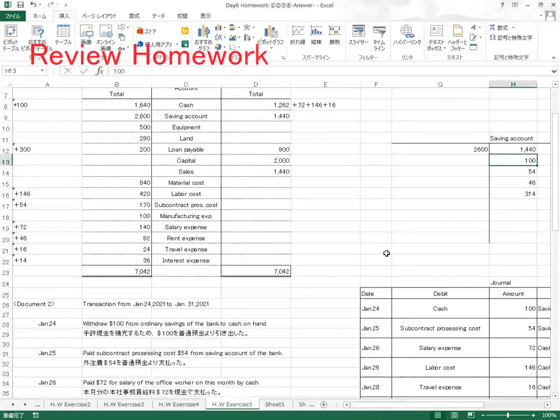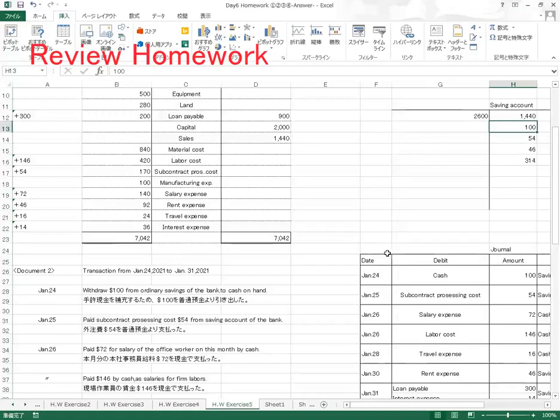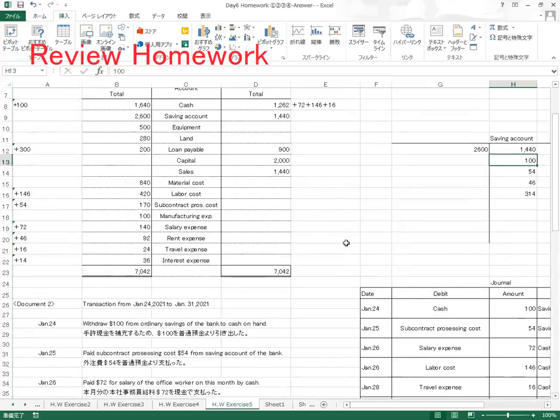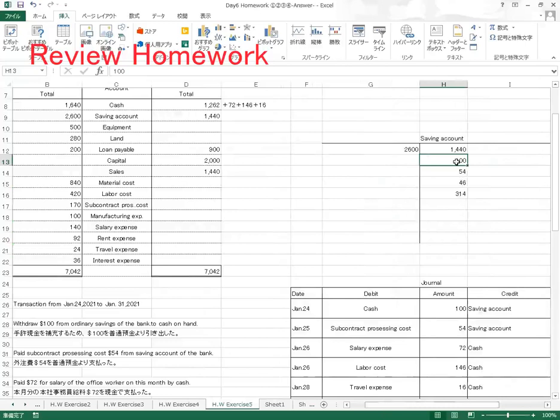Saving accounts appear many times, but cash or other account titles appear once. So Teacher Midori first writes cash 100, that is the debit side, so add 100 to the debit side here. And the saving account appears many times, so I am making a T account just for the saving account here.